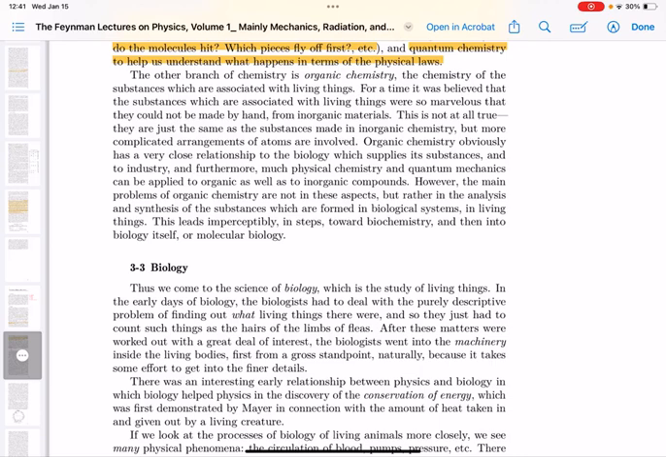Yeah, of course, that's like, duh. It's like physical law actually applies to everything, no matter what it is, inorganic or organic.